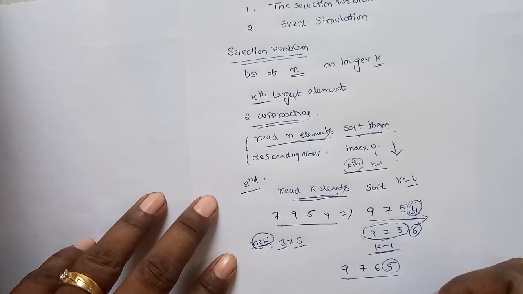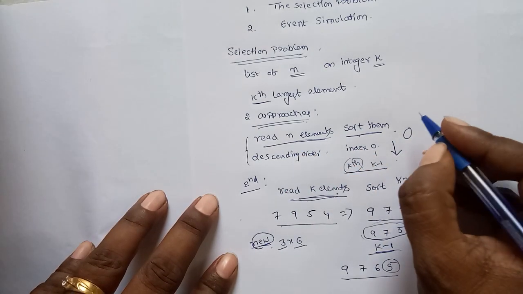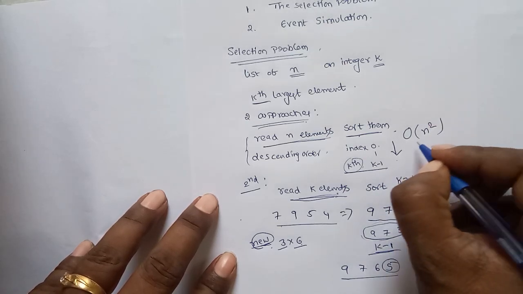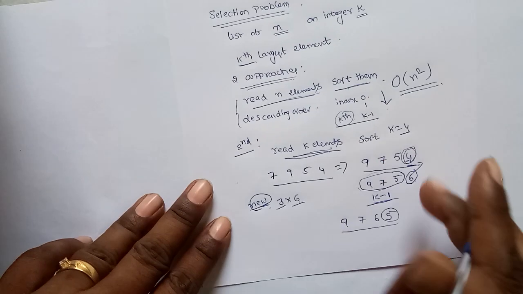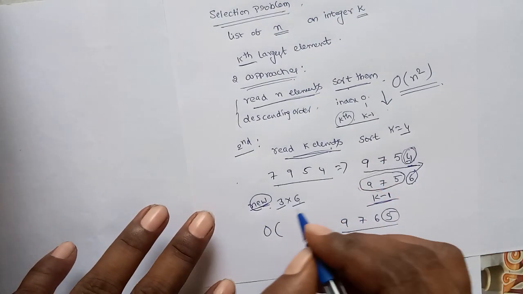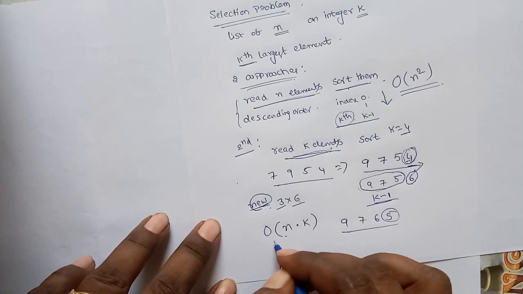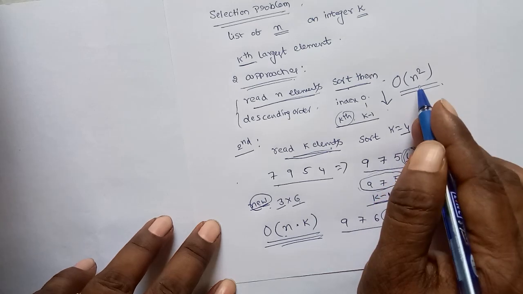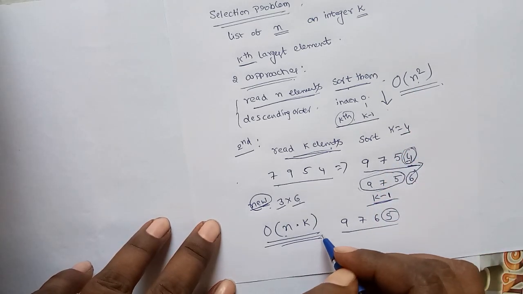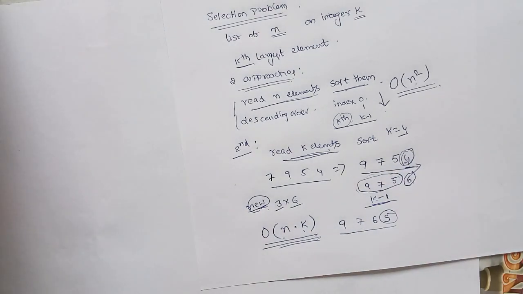Here, what is the time complexity? We have n elements and we have to perform n sorted operations, so the time complexity is big O of n square. But here, among n elements, we have inserted only k elements. So observe, the time complexity big O of n square is reduced to big O of n into k if k is smaller than n.